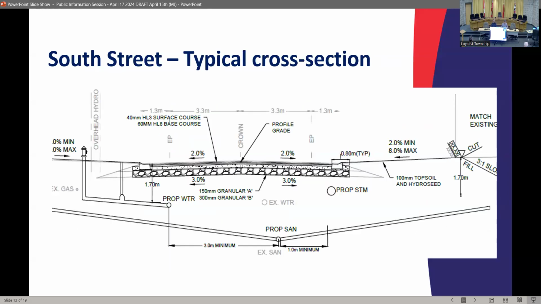And then finally for South Street, there's no sidewalks planned for South Street. It is getting some new storm and curb. And the ditches, there won't be any ditches along South Street.